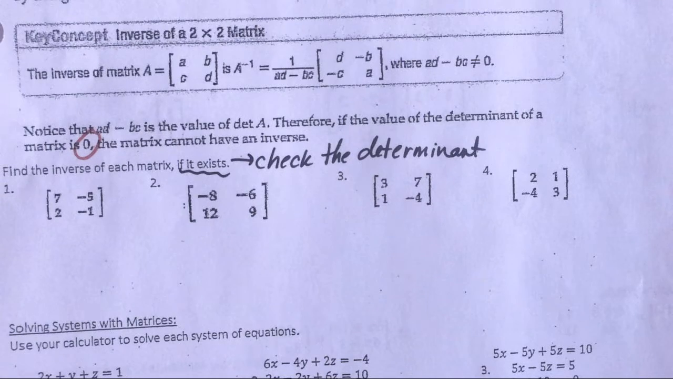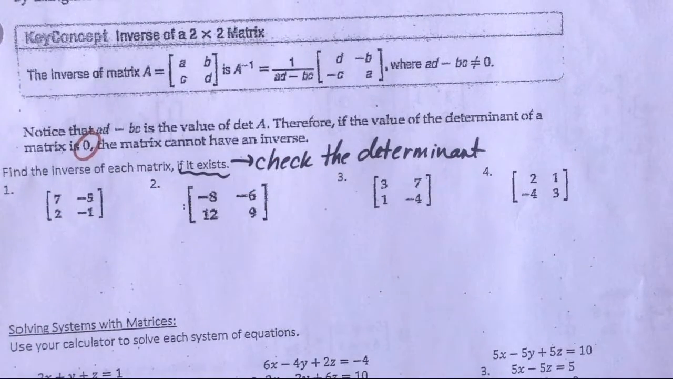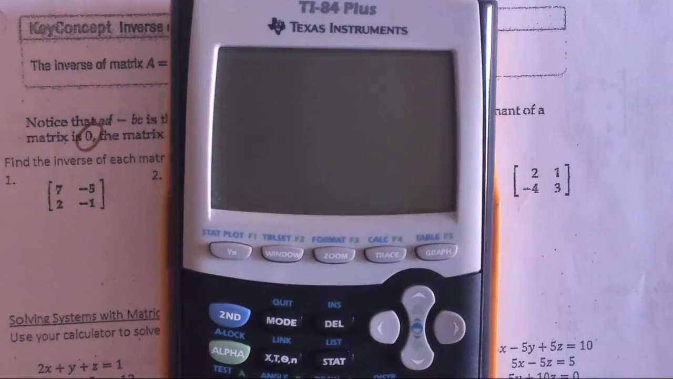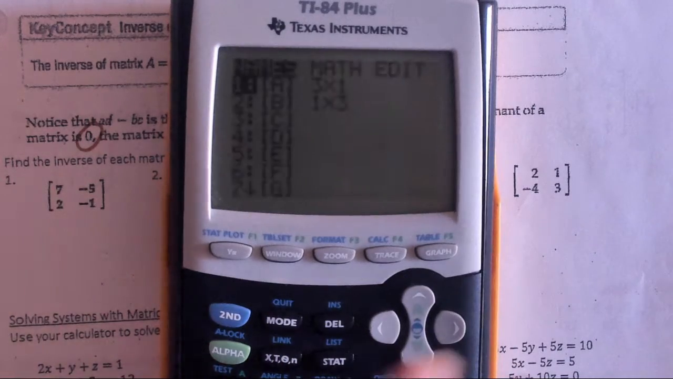Okay, so anytime you see the directions, find the inverse of each matrix if it exists, the first thing you're going to do is check the determinant. So if you remember how to do that in our calculator, I'm going to type in matrix 1 into my calculator. In fact, let's be overachievers.